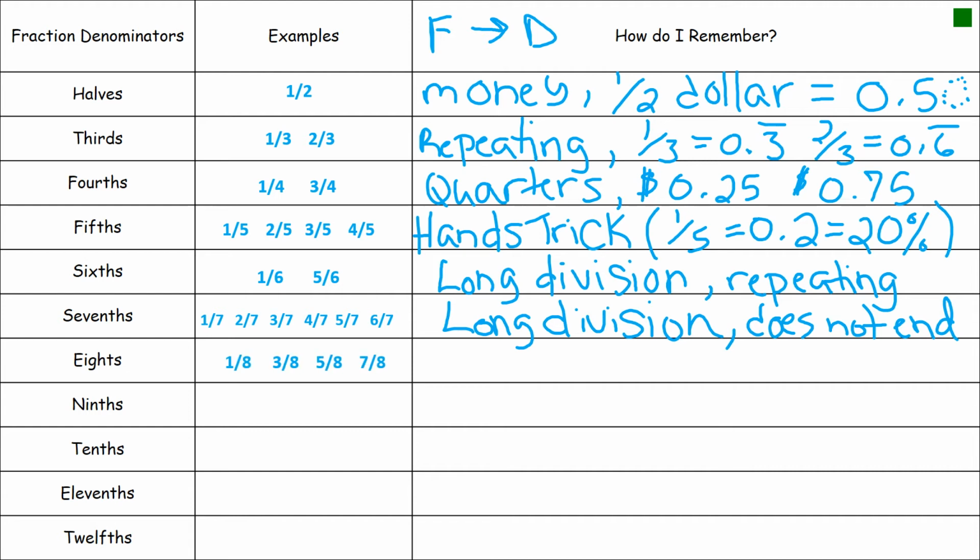For eighths, we basically have the odd numerators, 1/8, 3/8, 5/8, and 7/8, because all of the even numerators would be able to be simplified. And I just realized a typo. This should be eighths with an H there. Okay.